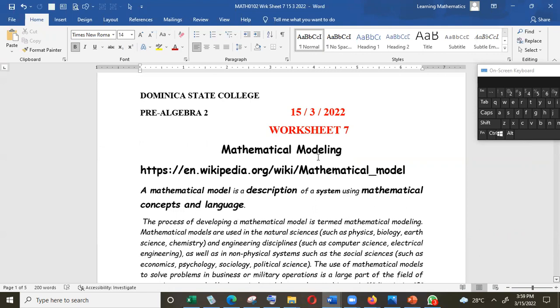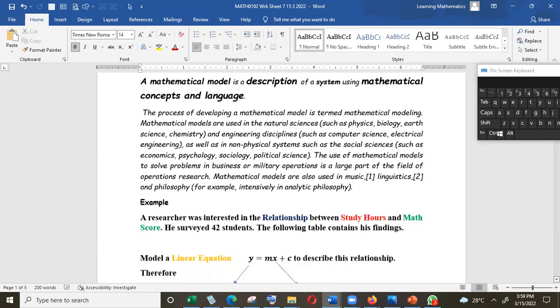It begins by saying mathematical modeling, taken from Wikipedia. A mathematical model is a description of a system using mathematical concepts and language. The process of developing a mathematical model is termed mathematical modeling. Mathematical models are used in the natural sciences such as physics, biology, earth science, and chemistry, and engineering disciplines such as computer science, electrical engineering, as well as non-physical systems such as social sciences, such as economics, psychology, sociology, political science. So you can see mathematical model is basically in all different disciplines.